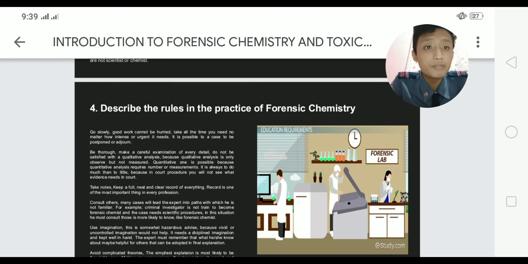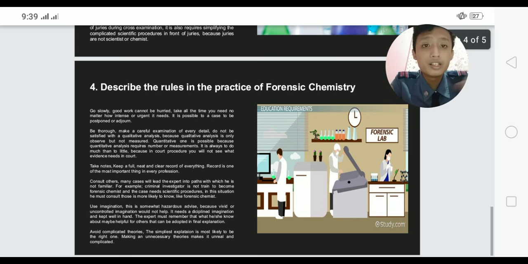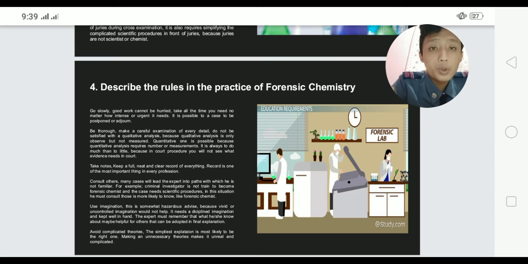Then, describe the rules in practice of forensic chemistry. So, ang unang-una, go slowly. Good work cannot be hurried. Take all the time you need, no matter how urgent it is. It is possible for a case to be postponed or adjourned. Kahit na minamadali ka, dahan-dahan lang, kumbaga slowly but surely, para maging accurate yung gagawin mong pagtitest.